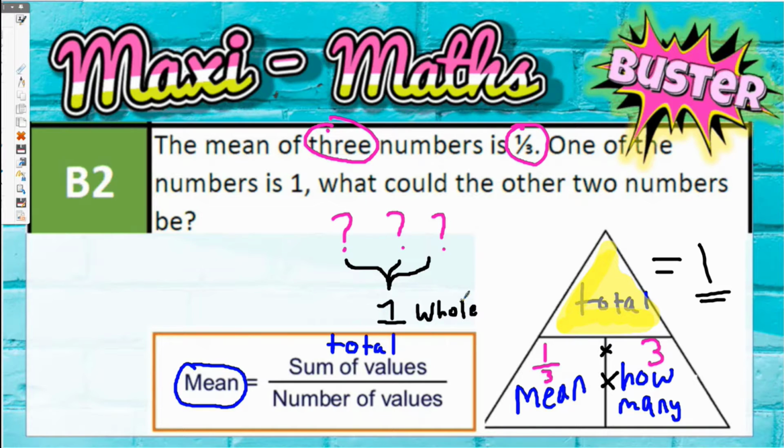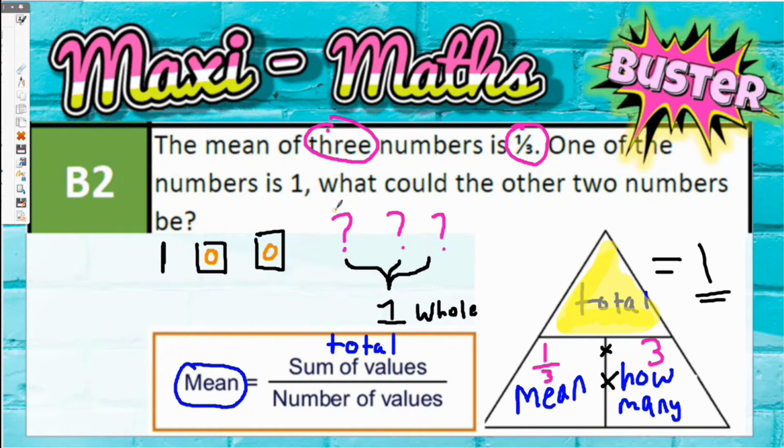Now, we already get told that one of the numbers is 1. So if you imagine 1 with 2 empty boxes, what could the other numbers be so that the total is still a whole one? Well, there's actually infinite numbers for this. You might think there's only one possible answer, but there actually isn't. So the obvious answer is zeros. 1, 0, 0. They would all add up to 1, there's three numbers, and then 1 divided by three numbers is a third, which would mean the mean would be a third. That's what it says in the question.